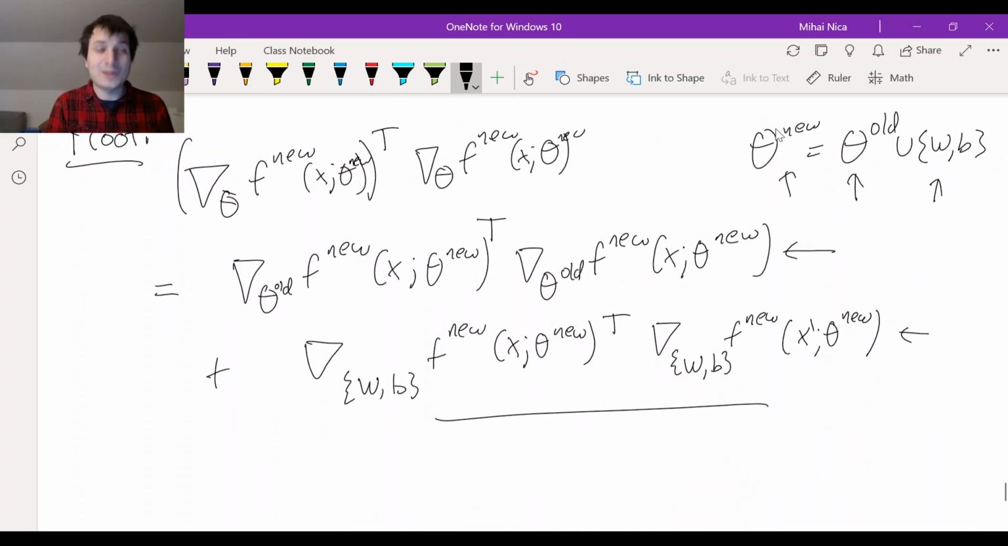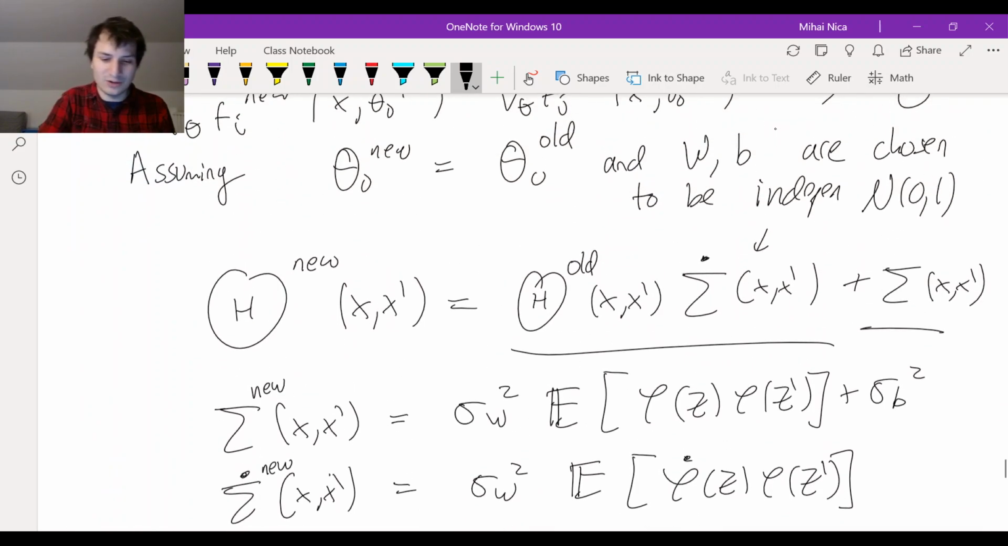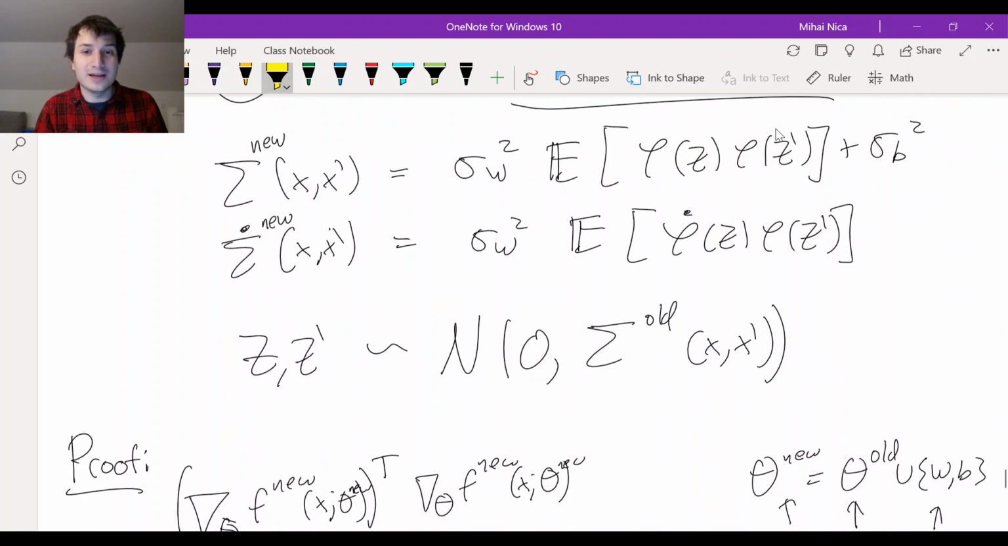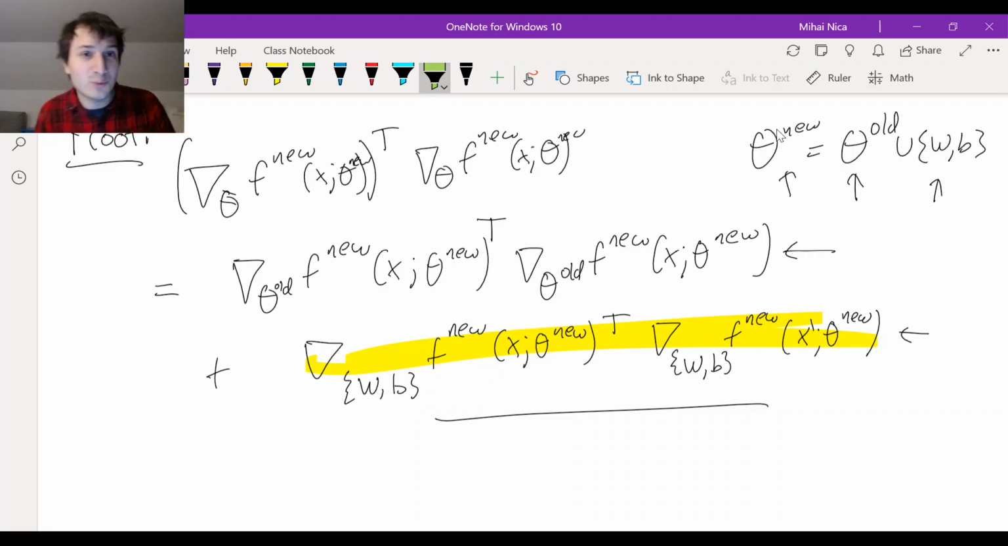The derivative with respect to the new weights is exactly going to the NNGP kernel. So that part is going to converge to this term, sigma of xx prime. So that's what this term is going to do. And then this term is the derivative with respect to the old weights of the new function. And the new function has this nonlinearity phi.